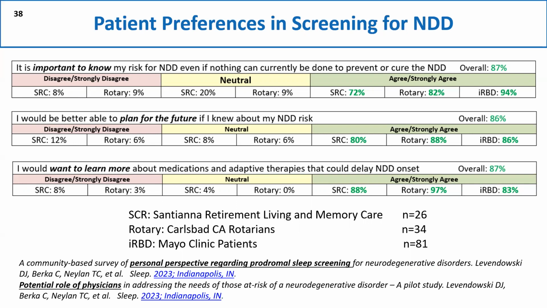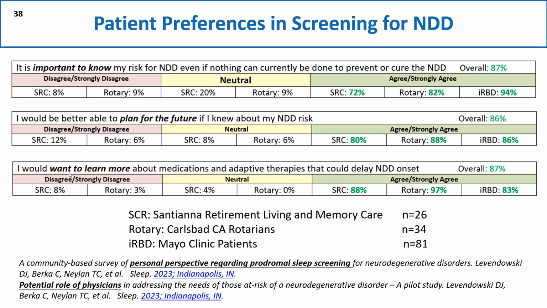And then what we did was we matched up their responses to what the Mayo Clinic group got out of their RBD patients. So just a couple to highlight what this means. For example, it is important to know my risk for neurodegenerative disease, even if nothing currently can be done to prevent or cure it. On average, 87% of the people responded favorably, and yes, they want to know. And why is that? Because for the most part, they're saying it will help them plan for the future. Again, the vast majority want to know if they're at risk. Why? Because they can plan the rest of their lives.